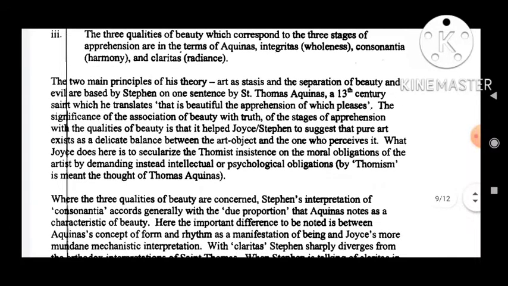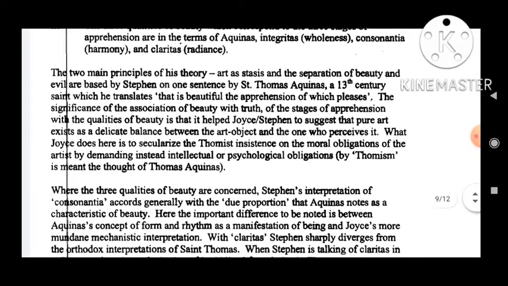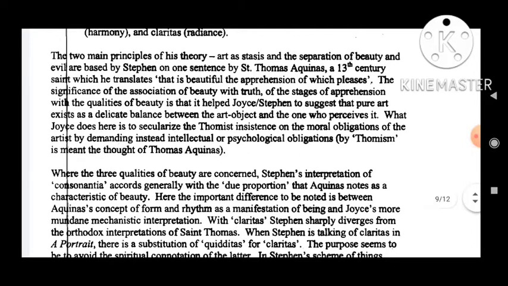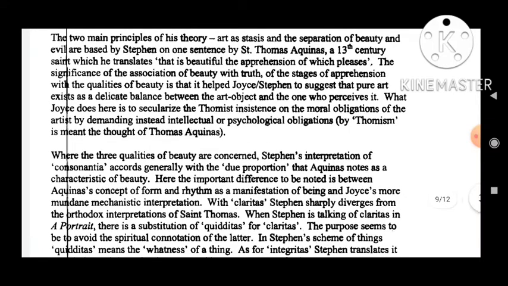The significance of the association of beauty with truth, of the stages of apprehension with the qualities of beauty, is that it helped Joyce or Stephen to suggest that pure art exists as a delicate balance between the art object and the one who perceives it. So you can see the significance of the association of beauty with truth. What is the significance of association of beauty with truth according to Stephen? The question may arise.